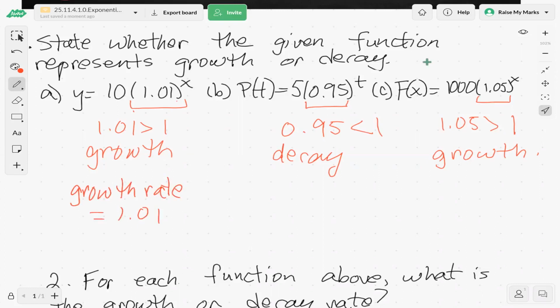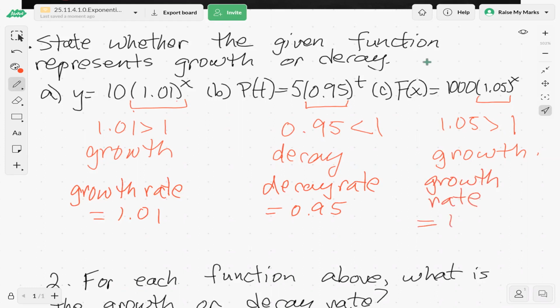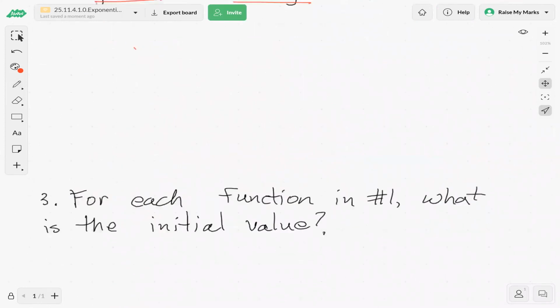In part B, the value that is raised to the power t is 0.95, which is less than 1. So we determined that this represented decay. So the decay rate equals 0.95. Finally, in part C, the value that was raised to the power x is 1.05, greater than 1. This function represents growth, so our growth rate equals 1.05.